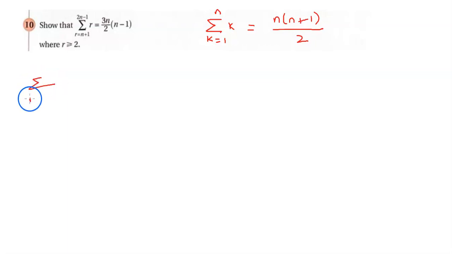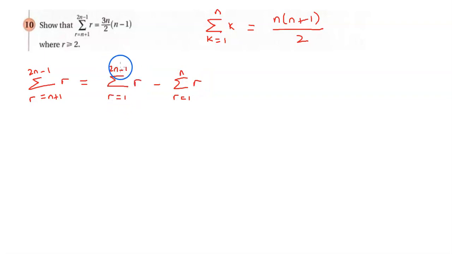So the sum from r equals n plus 1 to 2n minus 1 of r is actually equal to the sum from r equals 1 to 2n minus 1 of r, minus the sum from r equals 1 to n of r. Because if we go from 1 all the way up to 2n minus 1, and then we subtract from 1 all the way up to n, we will be left with from n plus 1 to 2n minus 1. That sum there. Okay, and then it's pretty easy to figure out what these two sums are.